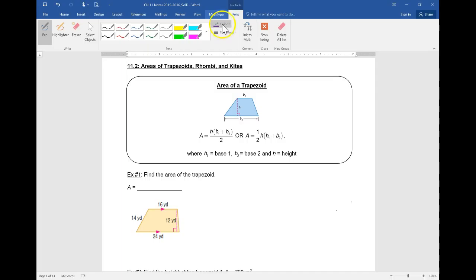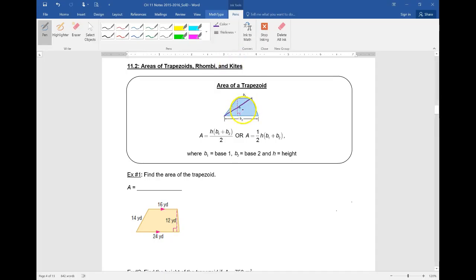so look at what we're going to do with this trapezoid. I'm going to divide the trapezoid into two. Okay, just cut it into two. And when you do that, what shape do you have? You have two of what shape? You have two triangles.